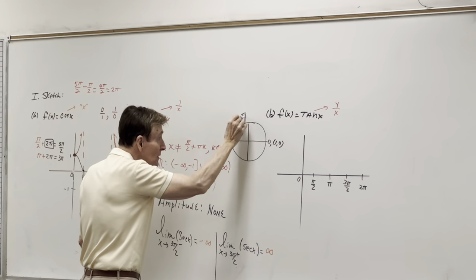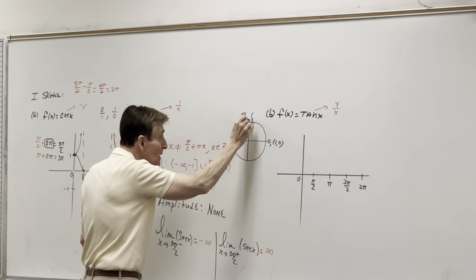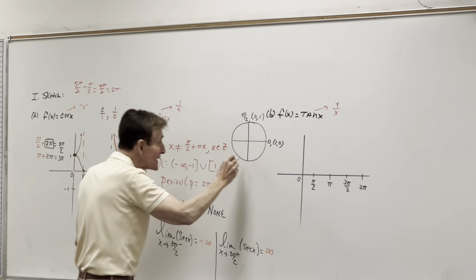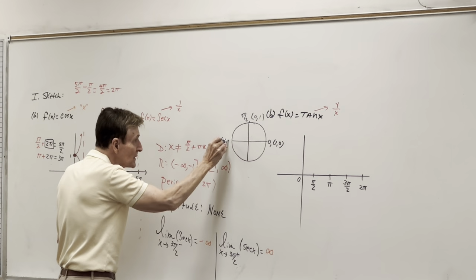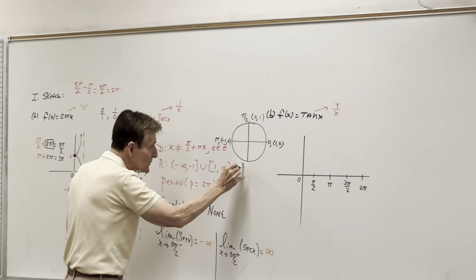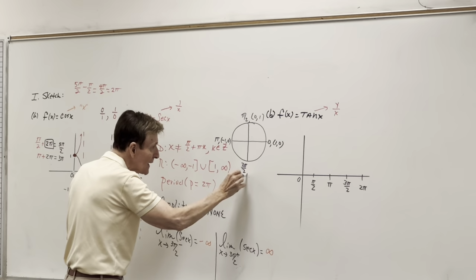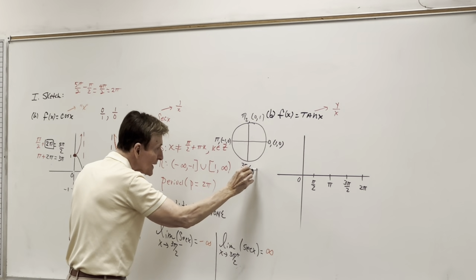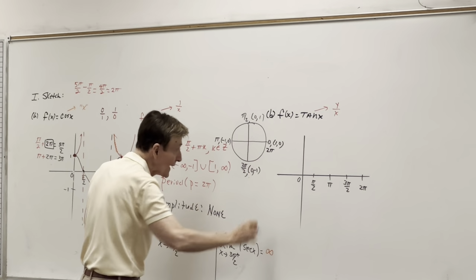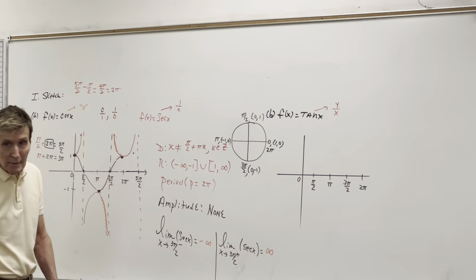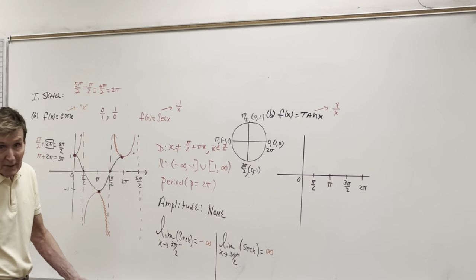Pi over 2, which is 90 degrees up here, is the point (0, 1). This is pi, point (-1, 0). This is 3 pi over 2, (0, -1). And the complete revolution, I could call this also 2 pi. Okay, those are just points that came from that unit circle.